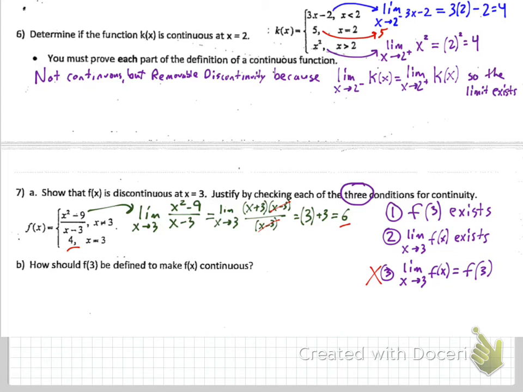So how should f of 3 be defined to make f of x continuous? Well, simply we need to make f of 3 be equal to 6 instead of 4. That way the limit is equal to the function at that point.